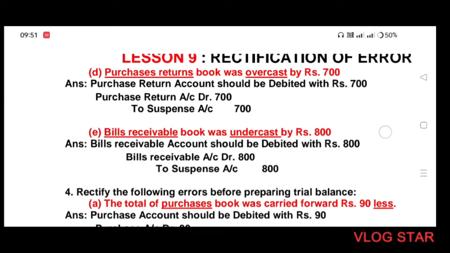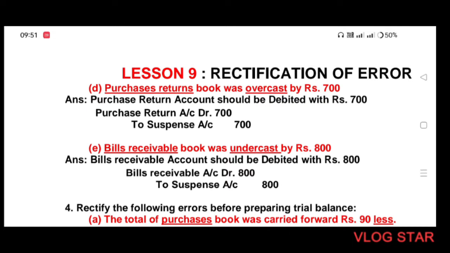Purchase return book was overcast by rupees 700. Overcast means opposite. Normally purchase return is credit balance, but opposite means debit you have to write. So this is the error which we have to rectify. Purchase return account should be debited with rupees 700. Rectify entry is purchase return account debit to suspense account 700.